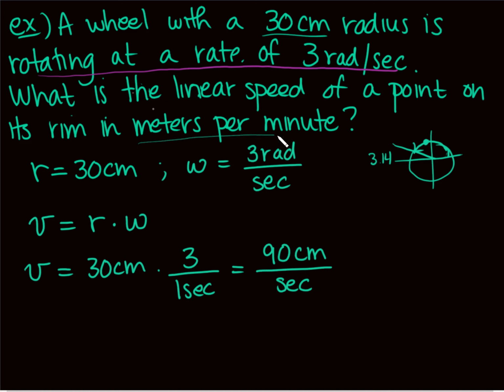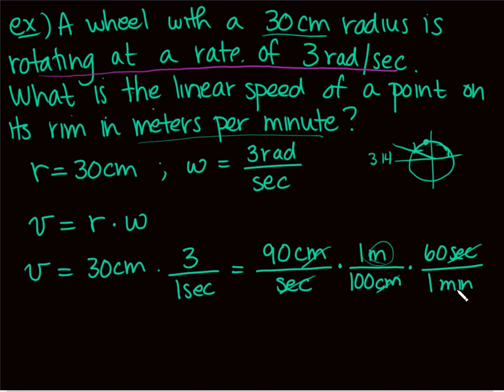Now what do we want though? We want meters per minute. And I believe that there are 100 centimeters in a meter. So I'm going to multiply 1 meter is the same as 100 centimeters. I want the centimeters on the bottom so that those cancel out. And then I want per minute. I know that there are 60 seconds in 1 minute. So the seconds are going to cancel out, right? And look at what I'm going to be left with, meters per minute, which is exactly what I want.